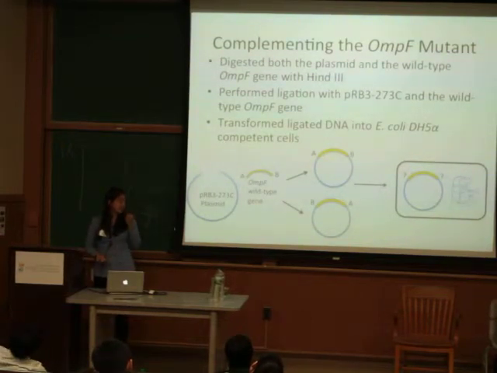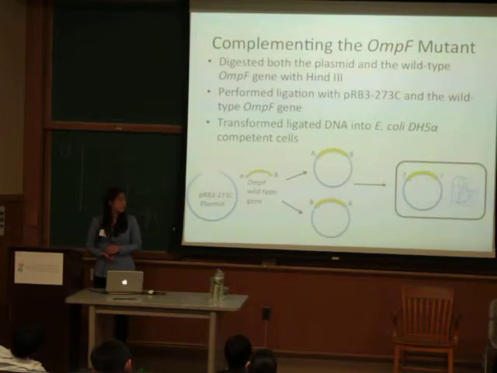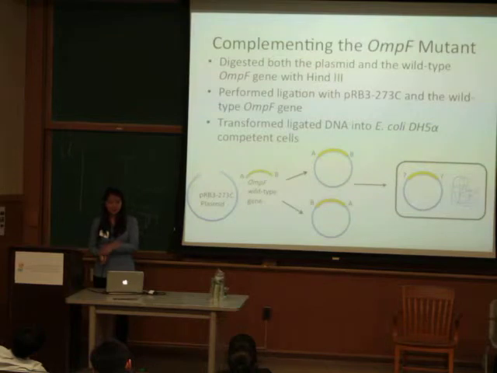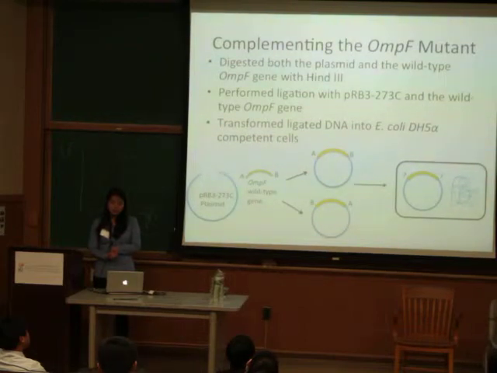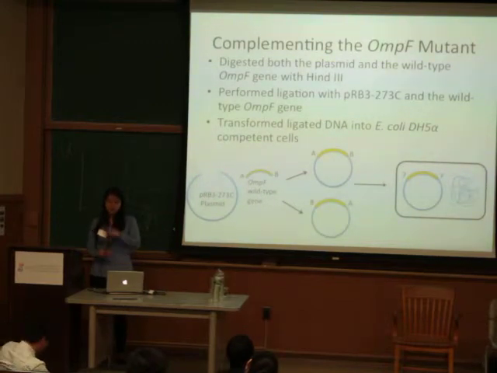And there's no selective advantage to having either orientation. So we don't know which direction it went in. I'll explain how we solve that later. But we expect that there should be 50% of each, since there's no benefit to having one over the other. And so after I ligated them, I transformed the ligated DNA into E. coli competent cells, and then I plated those cells on agar.